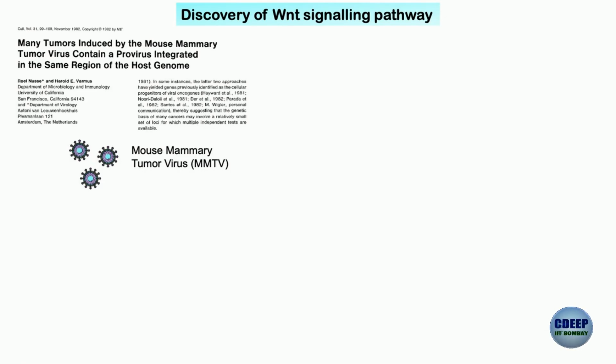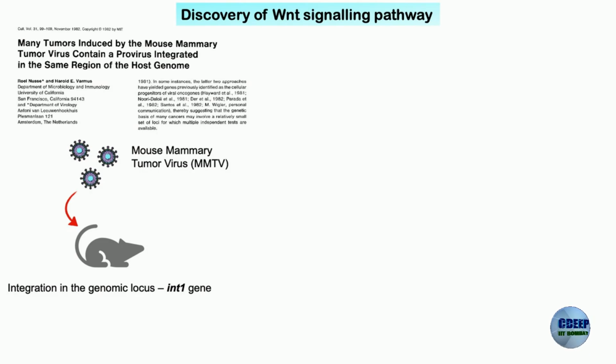So, when they wanted to do this, they took these viruses, they infected mice with these viruses, and they started looking for whether it gets integrated or not. Eventually, they found out that indeed this viral genome gets integrated into the mouse genome. And they did so many experiments, and they found that the integration happens in a mouse genomic locus. They identified a locus where it gets integrated, and they named it the INT1 gene, because it stands for integration. So, this is the place where it got integrated.